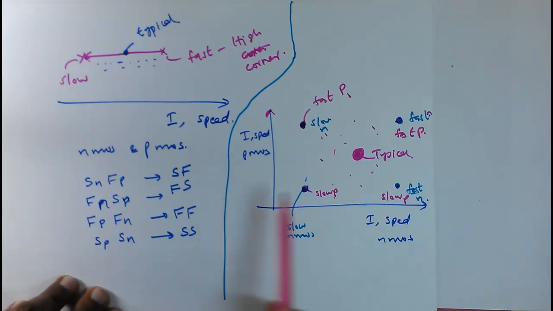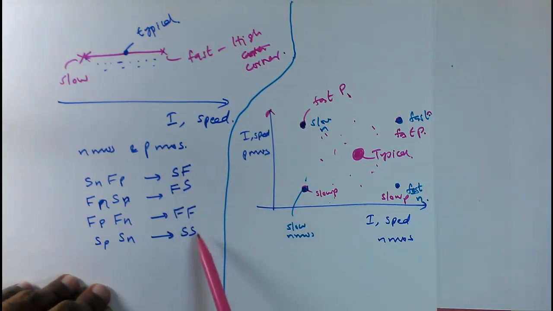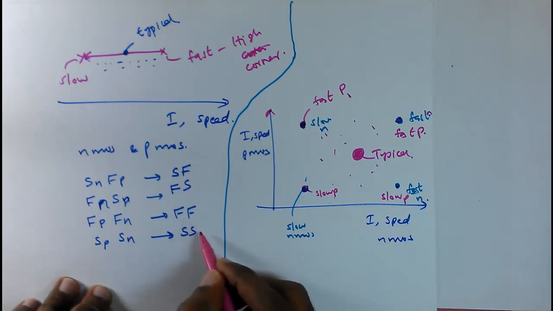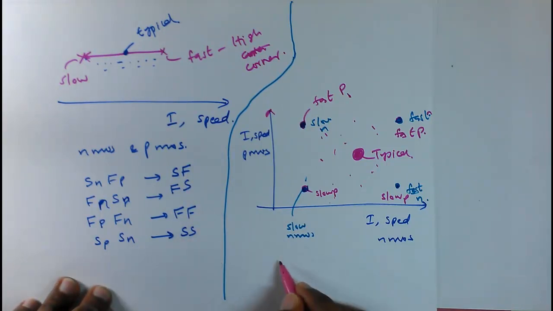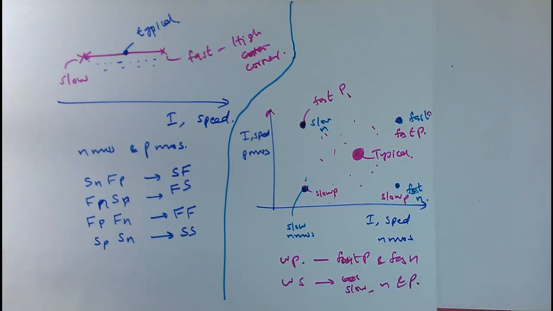So I already told you that some foundries will call SF, FS, FF and SS, but some others will call worst power, that means fast P and fast N, worst speed, worst speed means both are slow, N and P, and other. So the name we call for the process corner will vary from foundry to foundry, but the basic idea is the same for all.